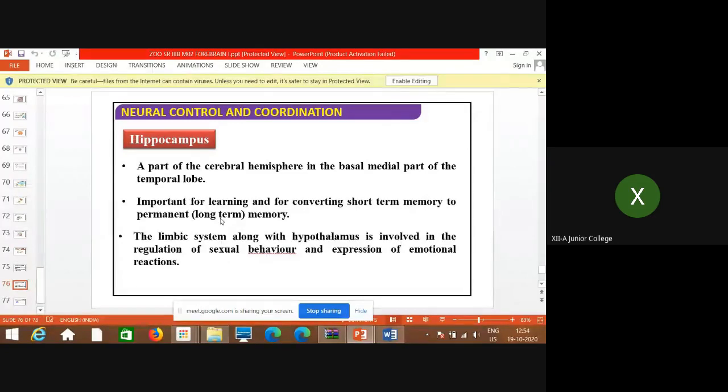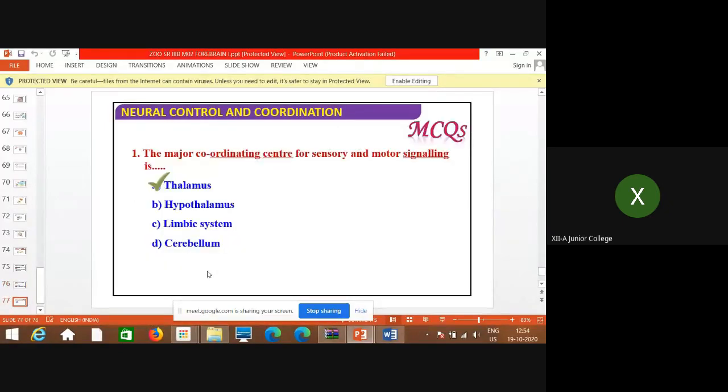It is not given in detail in the textbooks, but it is part of this system. It is part of the cerebral hemisphere in the basal median part of the temporal lobe. It is important for learning and for converting short-term memory to permanent, long-term memory. So the limbic system, along with the hypothalamus, is involved in the regulation of sexual behavior and expression of emotional reactions. As it is related to the hypothalamus, I'm just mentioning that it is part of the system.